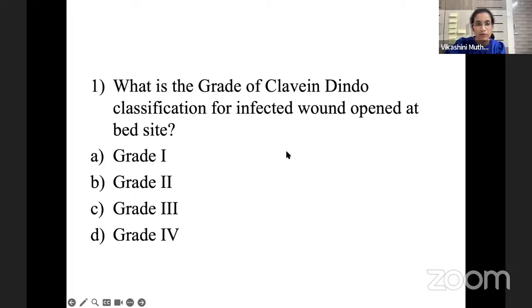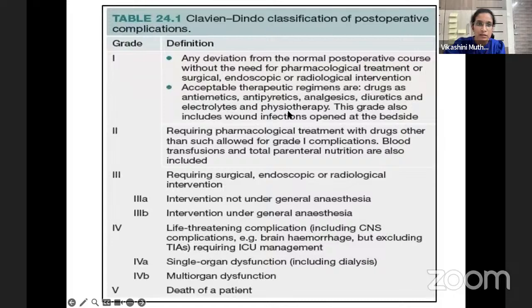First one: what is the grade of Clavien-Dindo classification for an infected wound opened at bedside? It's a bit of a direct question. In Bailey 28th edition, you have this tabular column on page 318, which gives you this classification. Complications after surgery are quite common, and in the Clavien-Dindo classification, the complications are graded based on the treatment they require. The observations are made objectively, thereby avoiding subjective biases.